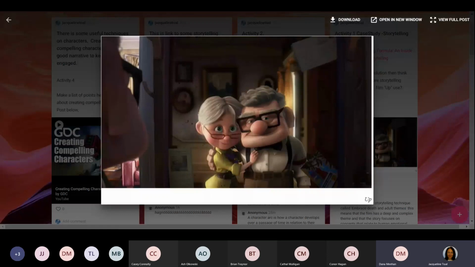Okay, no, that's good. Yeah, it does help with the storyline, with the understanding of the character arc and the characters. And so Dylan, then.